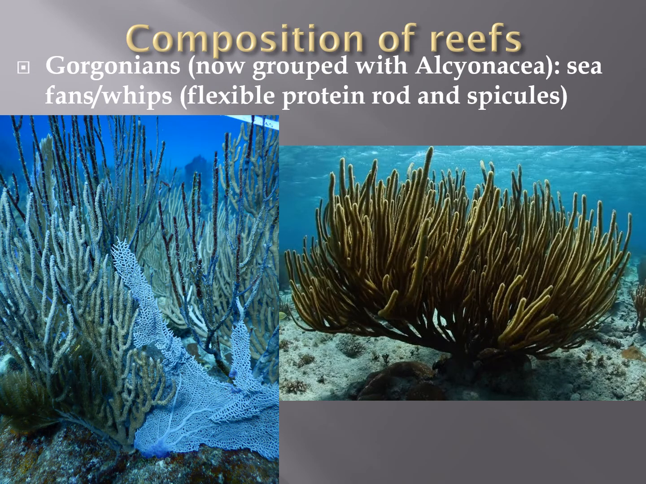So let's have a quick flick through a lot of the different types of organisms that do live on a coral reef. One type is the soft corals, called gorgonians, and they used to be their own class, I think, or it might have been a subclass, but now they're grouped in with Alcyoniacea. It was Gorgonacea. Anyway, the sea fans and whips, you'll see lots of this kind of thing.